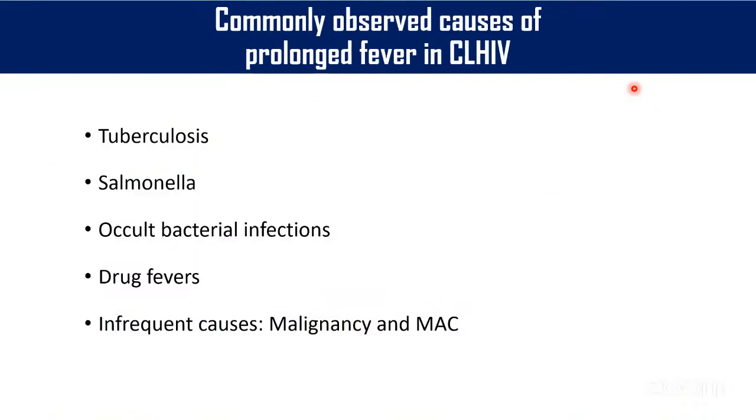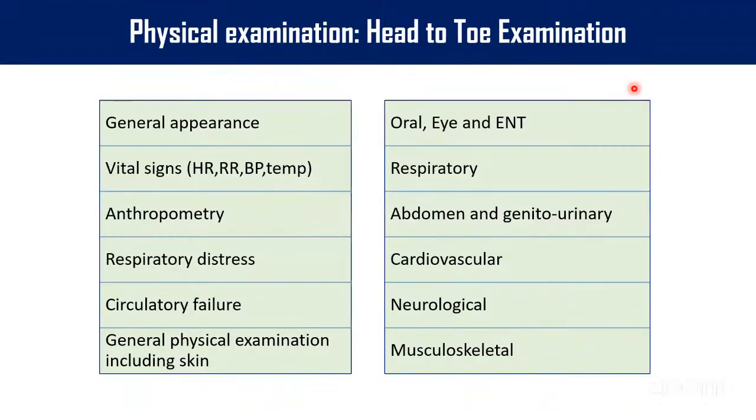In case of prolonged fever, the common causes could be tuberculosis, salmonella infections, sometimes occult bacterial infections, drug fevers. Rarely it can be malignancy, even MAC in a severely immunosuppressed child. So for general physical examination, just do a complete survey from head to toe. Look at the general appearance, vitals: heart rate, respiratory rate, blood pressure, temperature, capillary filling time. What is the anthropometry? Is this child malnourished? Is it kwashiorkor, marasmus? Whether the child is having respiratory distress, this I am going to cover in the next section.